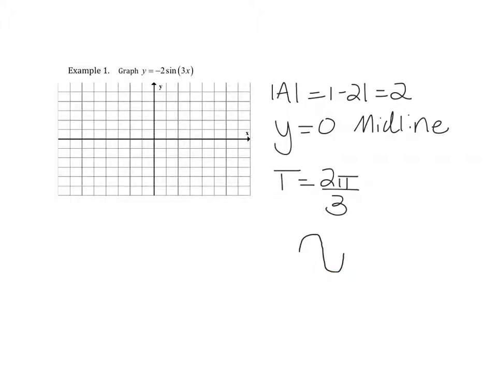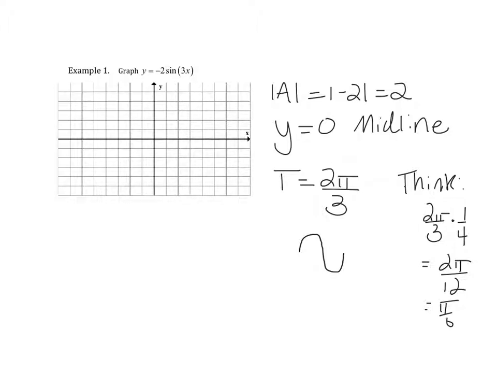So when I'm thinking about this 2 pi over 3, I actually want to think about splitting that into 4 equal pieces. So I'm thinking 2 pi over 3 divided by 4 or multiplied by 1/4 is 2 pi over 12 or pi over 6. That's a good scaling for your axes.